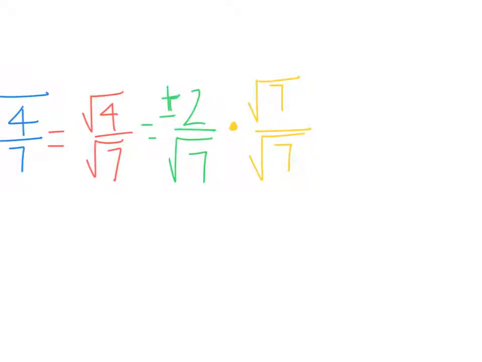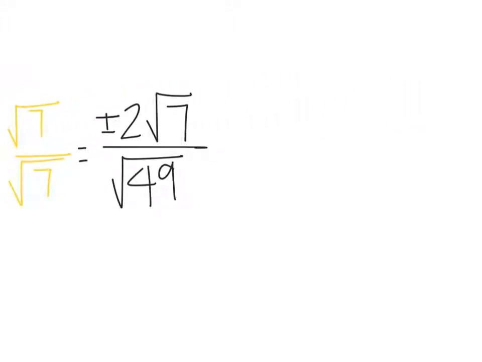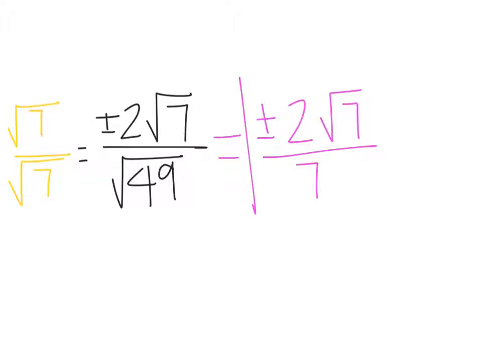So on top, the positive negative 2 times the square root of 7 is going to give me positive negative 2 times the square root of 7, just like that. On the bottom, when I multiply square root of 7 times square root of 7, I really get the square root of 49. And that simplifies again a little bit, not a whole lot, but definitely makes it a little bit easier. So the positive and negative 2 square root of 7 divided by the square root of 49, which is 7. So this would be my final answer. Again, I cannot leave this square root symbol in the denominator, that square root of 49. That is why I had to simplify it to be a 7.